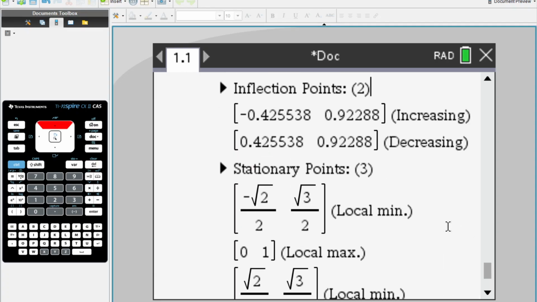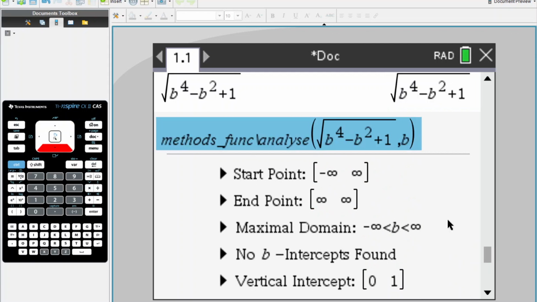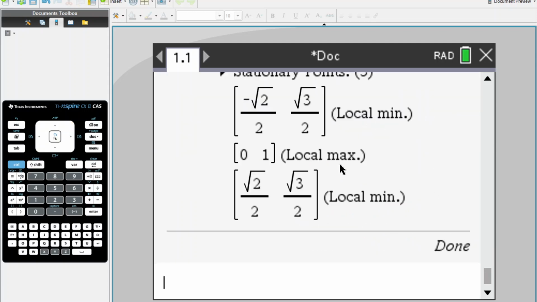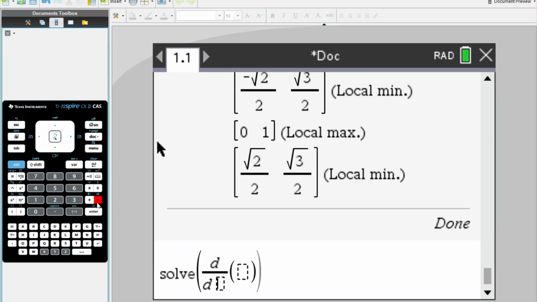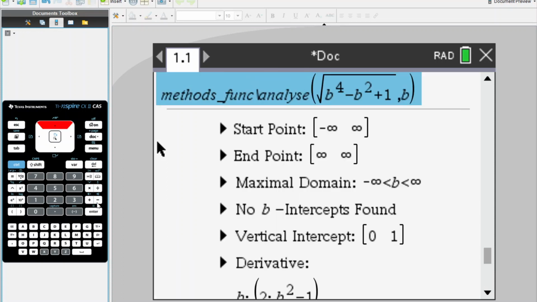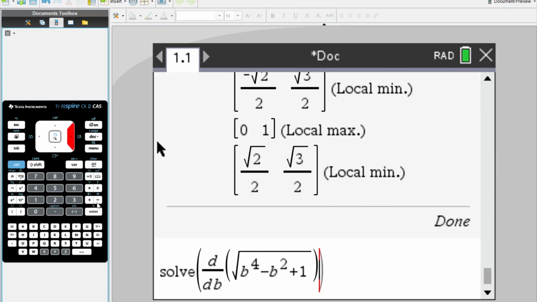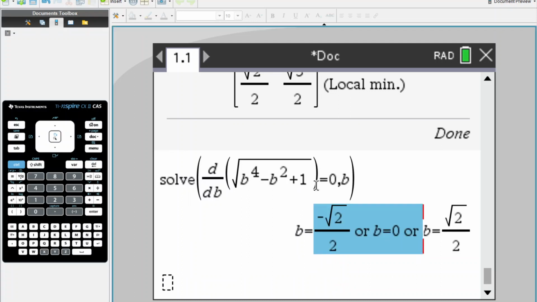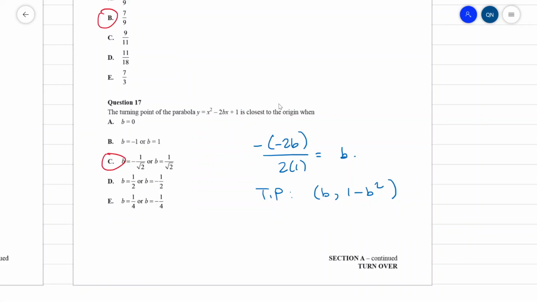If you don't have this program, then what you could do is just take the derivative of this guy. So you need to solve the derivative of this guy equals 0. I'll do that quickly. Solve the derivative with respect to b of this guy equals 0. You get a bunch of answers, and then you can just take a look at the graph of this guy, and you'll realize that b equals 0 is a maximum, so you don't care about that one.